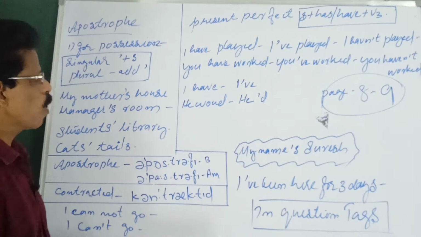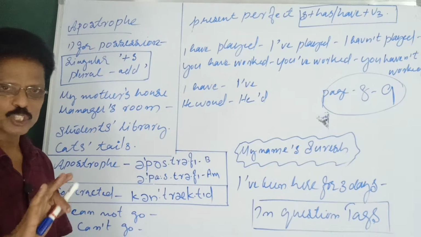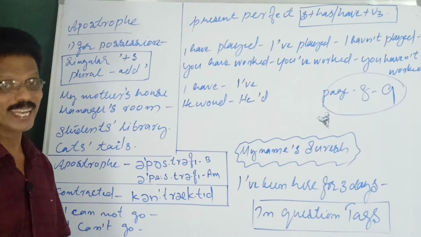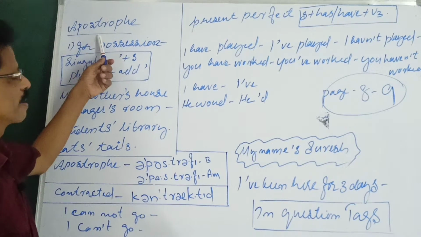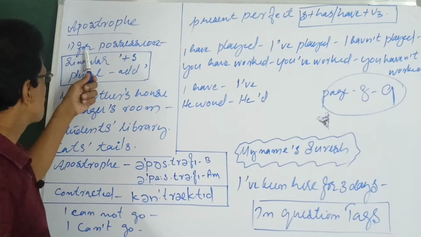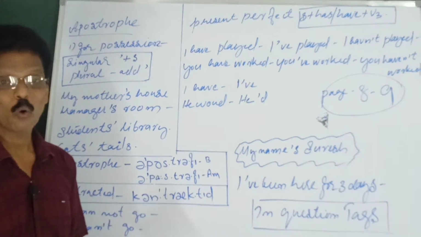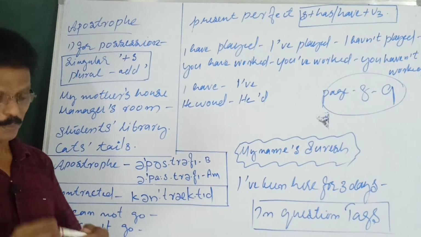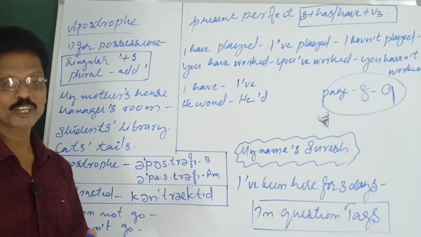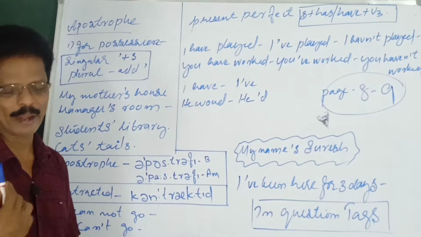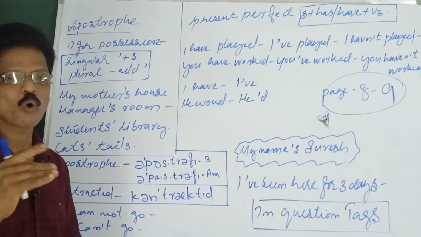So what is apostrophe? It is a punctuation mark. Apostrophe shows, number one, possession. What is possession? Ownership. Okay now? My pen, is it not so? There is no apostrophe in that. It shows it's mine. So it shows possession or ownership.